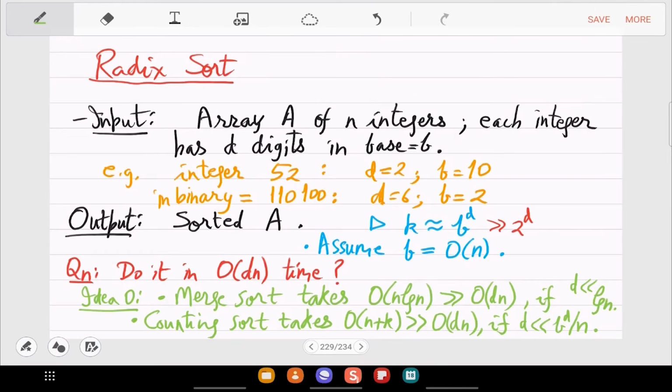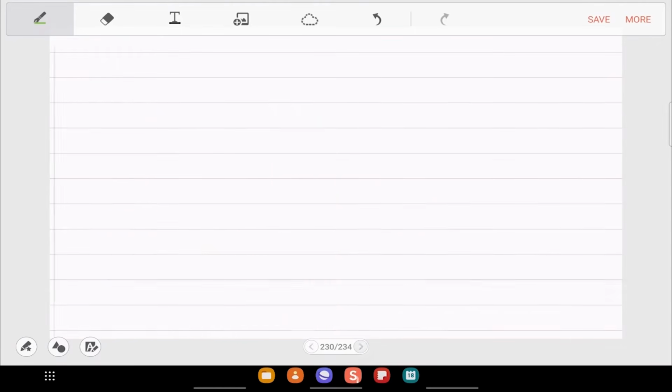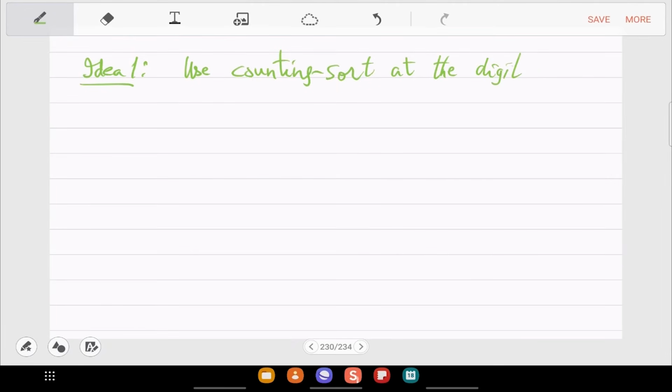So then we can directly do the sorting for an example. You will see how it works. So what we will do is use counting sort on the digits. At the digit level. Yes.